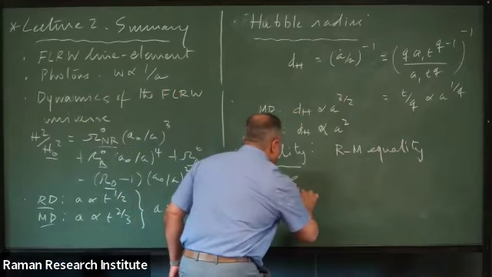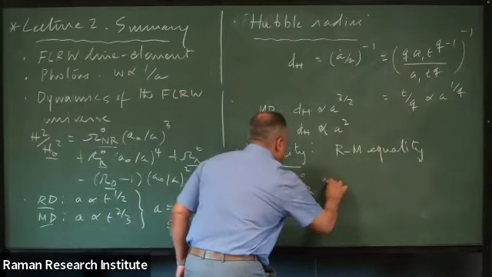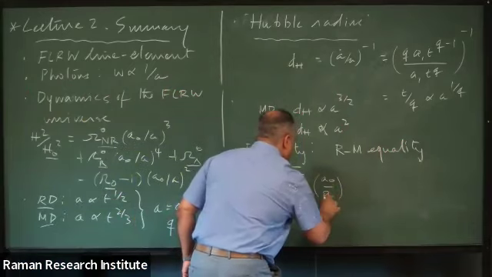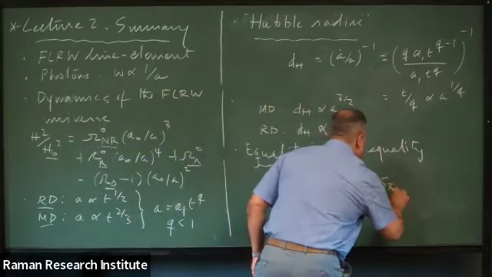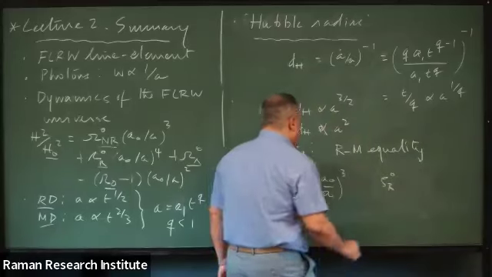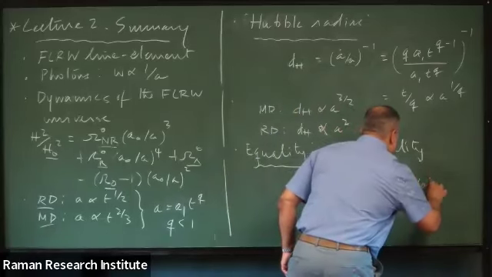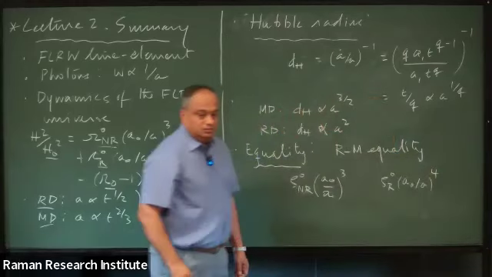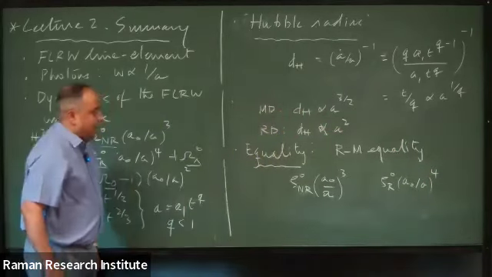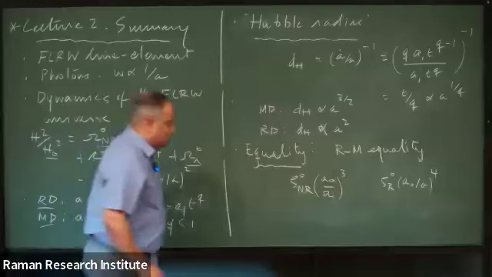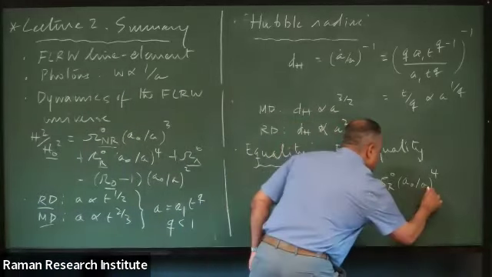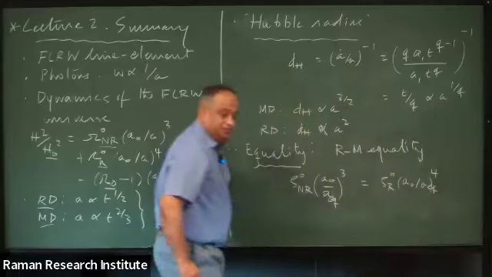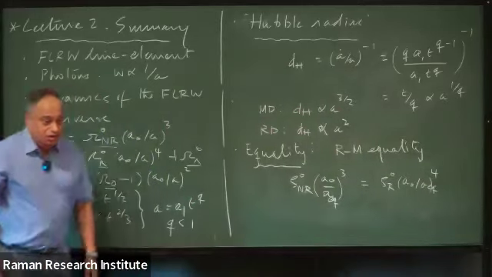So how does the energy density of matter go? Remember we use the notation rho M and rho R. Matter goes as rho M, a naught by a whole power 3, and radiation goes as rho R, a naught by a whole power 4. The epoch when these are equal is called the epoch of equality, a subscript EQ.